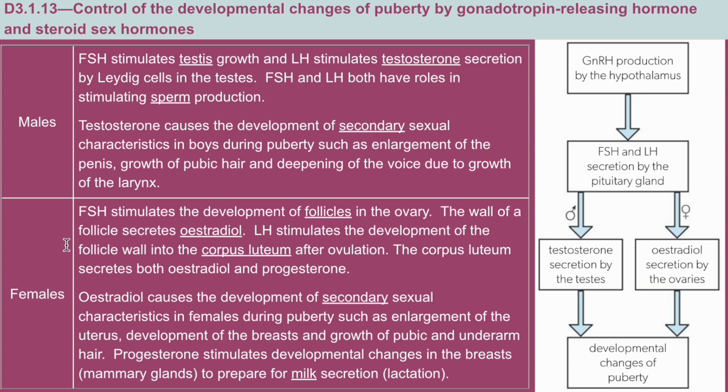In females, as we talked about, FSH stimulates the development of follicles in the ovary. The wall of the follicle secretes estradiol. LH stimulates development of the follicle wall into a corpus luteum after ovulation. The corpus luteum then secretes both estradiol and progesterone, and it's estradiol that causes development of secondary sexual characteristics in females.